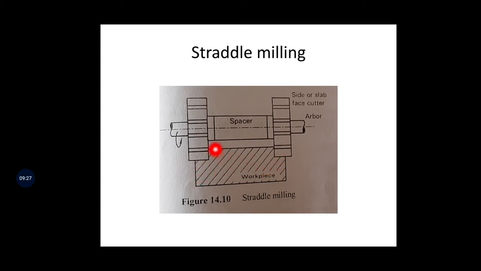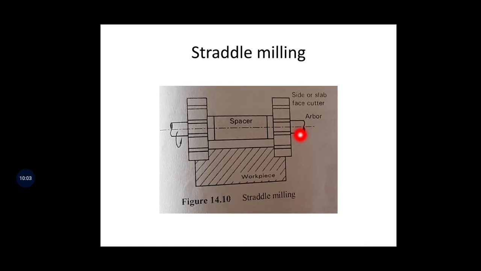But in straddle milling, two edges of the workpiece are milled or machined parallelly with the help of a straddle mill cutter. The side milling cutters can have a cutting edge on one or both sides as well as the periphery. It is accomplished by mounting two side milling cutters on the same arbor, so that different profiles required on the workpiece can be machined simultaneously in a single pass. It saves time.